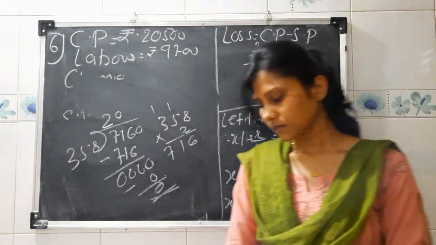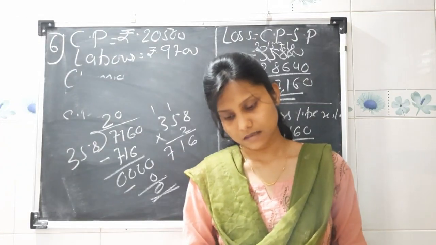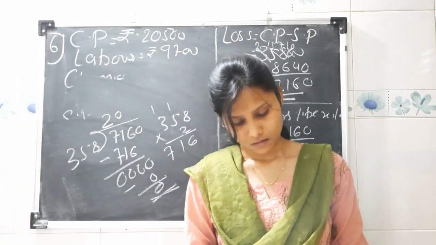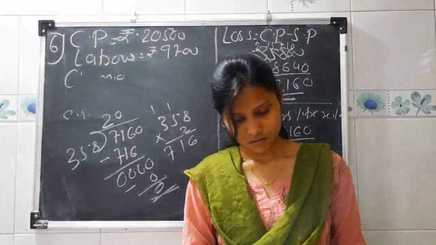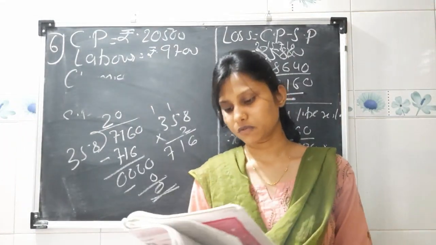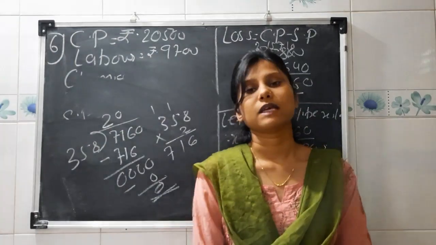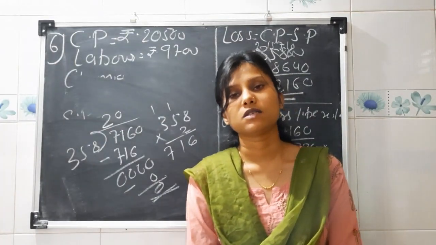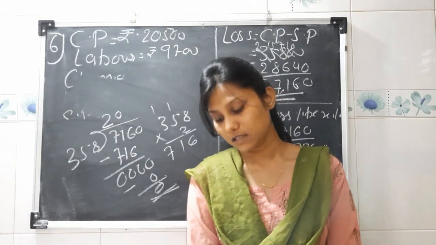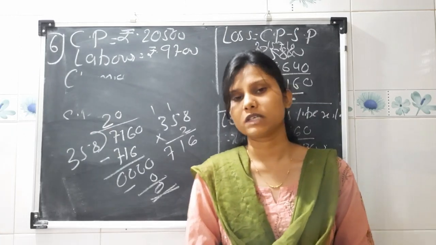So in this way we have completed our practice set 34. Your homework is to solve again these 3 sums which we have done today in your maths notebook, and in the next lecture we will start our next chapter, that is banks and simple interest. That is a very interesting and very simple lesson.